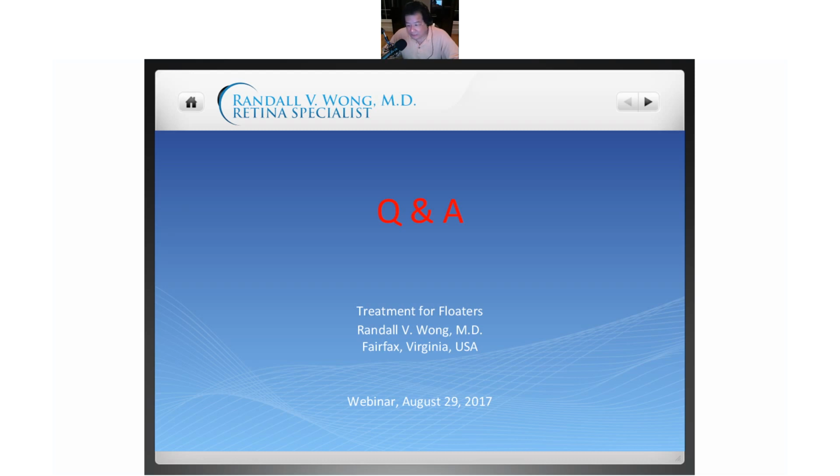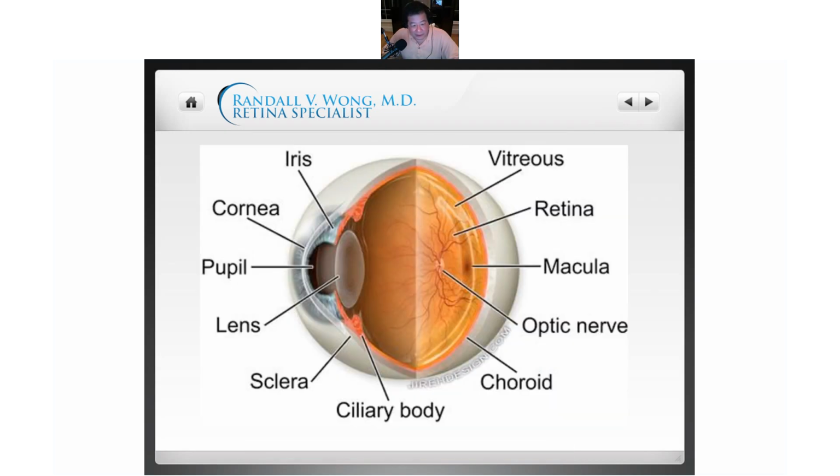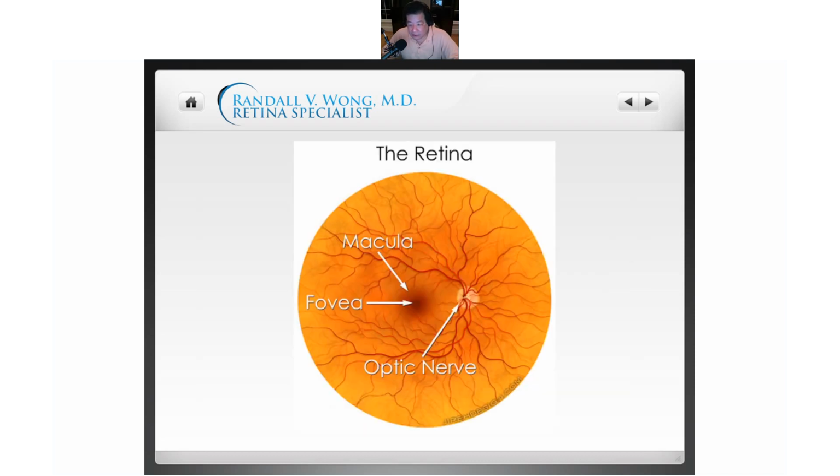Scott asks, how do contacts affect the procedure? Well, let's look at this first slide. Contact lenses rest on the cornea, or on the outside of the eye. So they have absolutely no relevance to having a vitrectomy done. They have no relevance to causing or improving upon floaters. So basically, contacts don't enter into the equation.